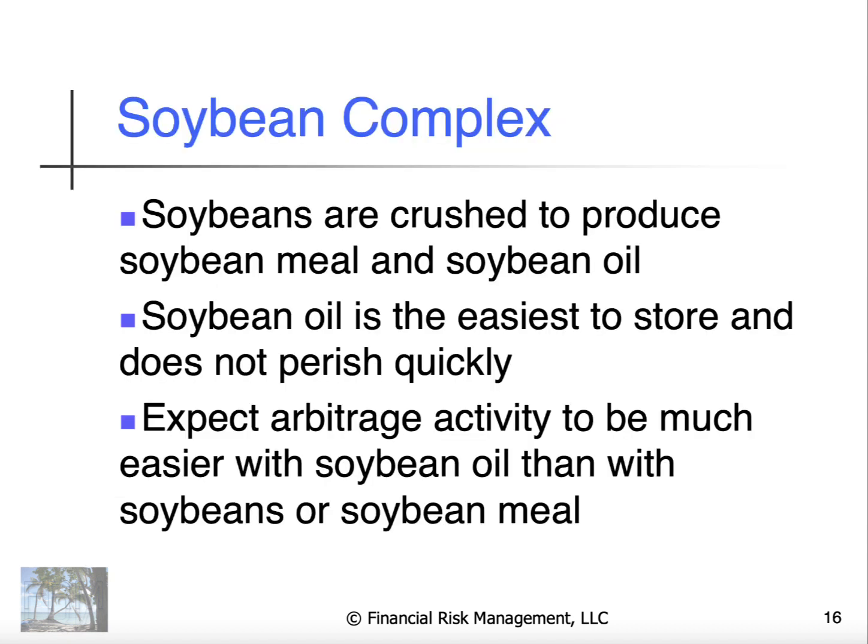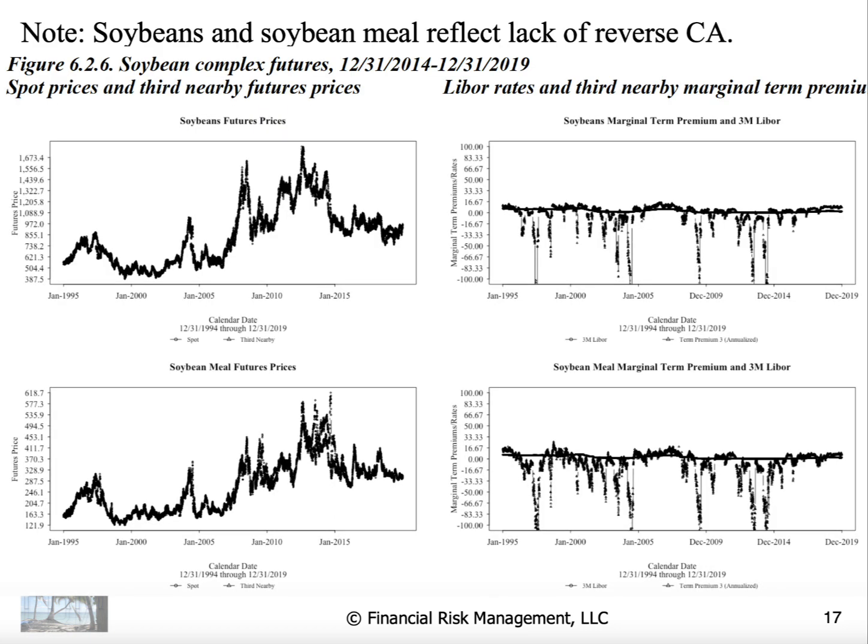The soybean complex is a great place to learn about this distinction within the futures market. Soybean oil is storable. Soybeans are grown, they're crushed, and they produce meal and oil. Meal is not as storable as oil, and so we would expect arbitrage activity to be easier with oil than with beans or meal. This is soybeans marginal term premium. Soybean meal marginal term premium.